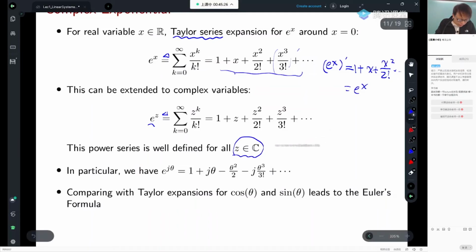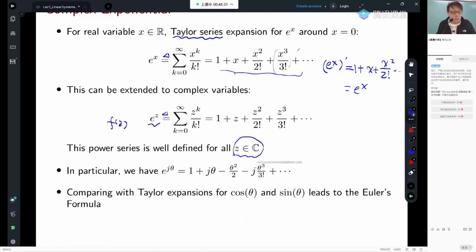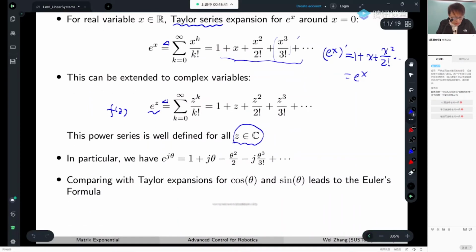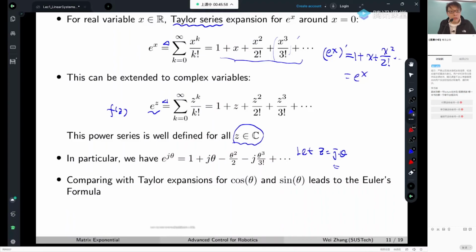So this is nothing but a function of z. This is the exponential function of z I define in terms of power series, and this power series always converges no matter what z I plug in. That's this case. And in particular, if I plug in, let's say, z equal to the imaginary axis, j times theta, where j is the imaginary unit, you have this expansion.